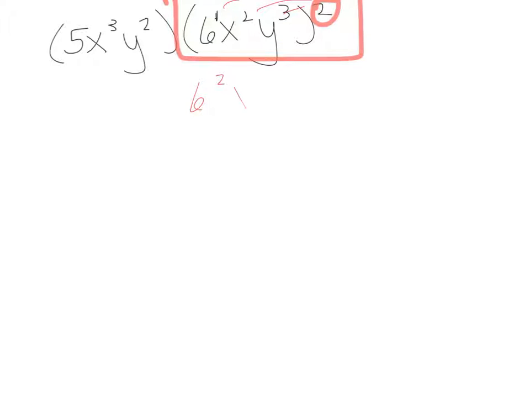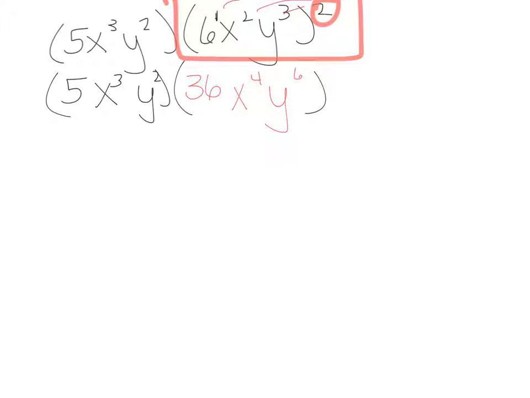So 6 squared x to the 4th, y to the 6th. So then I can clean up 6 squared and make that 36. I'm telling you, the more you show work, the less likely you'll screw up somewhere, so just be careful. So now what operations between everything? Multiplication. So I have coefficients. What do I do with them? I multiply them. So 5 times 36 is 180. What do I do with exponents? I add them. So I get x to the 7th, y to the 8th.